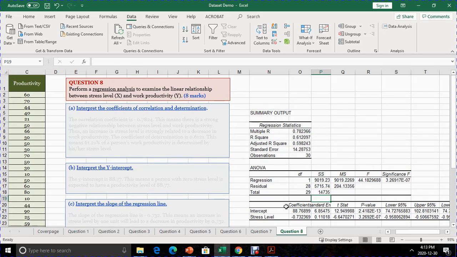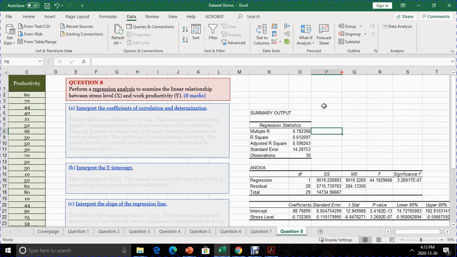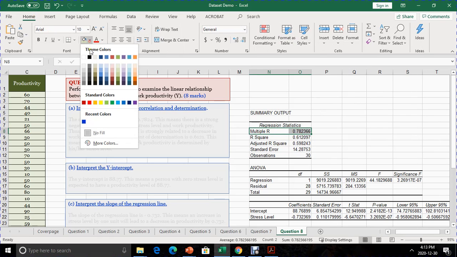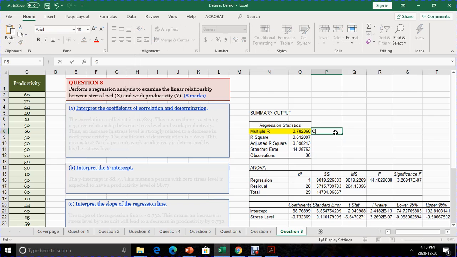So the first question being asked is question A. Interpret the coefficient of correlation and determination. The value here represents your correlation coefficient. So that's the correlation. So the correlation is 0.7823, rounded to 4 decimal places.